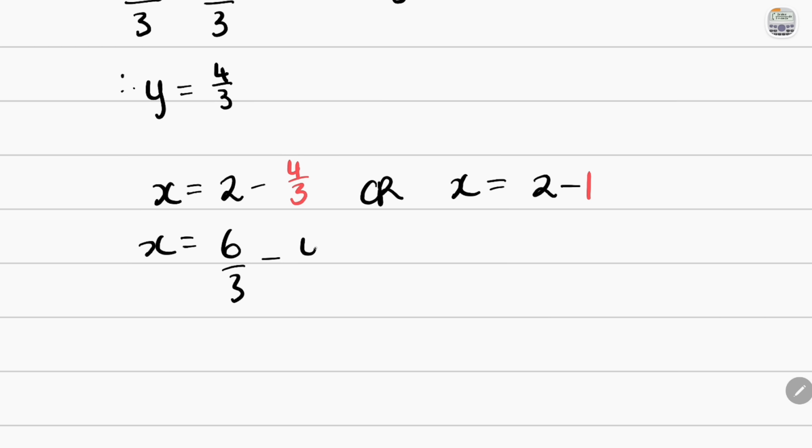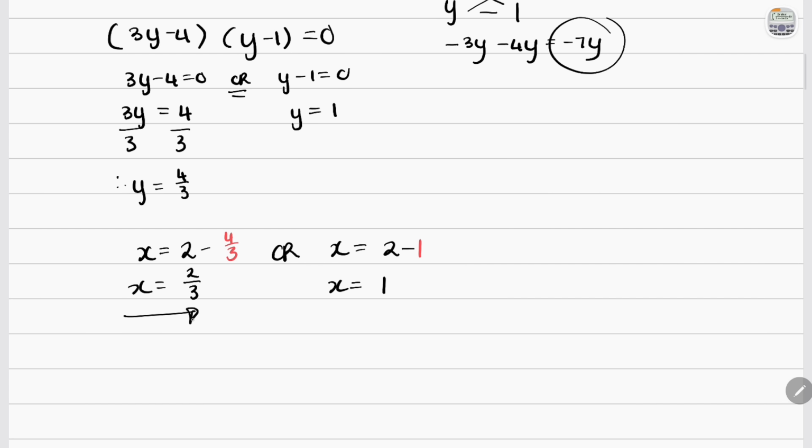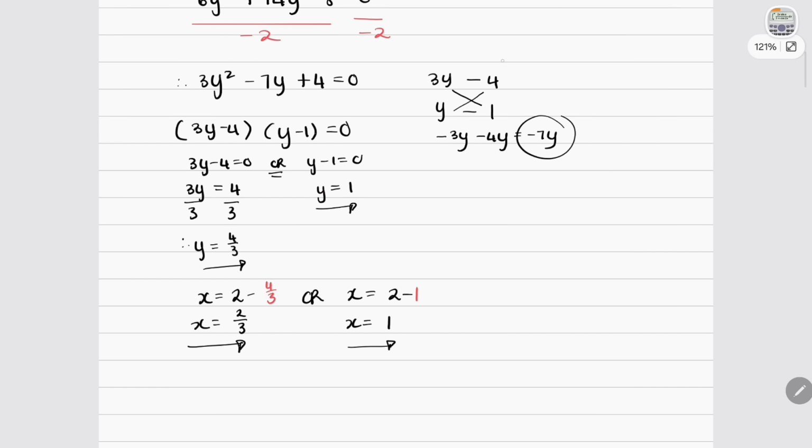I'm trying to make the denominators the same. Then minus 4 over 3. So that gives us 2 over 3. So x is equal to 2 over 3. And then here, x is equal to 2 minus 1 is simply just 1. And these are our answers. Okay, so x is equal to 2 over 3 and y equals 4 over 3, or x equals 1 and y equals 1. Moving on to the next question.